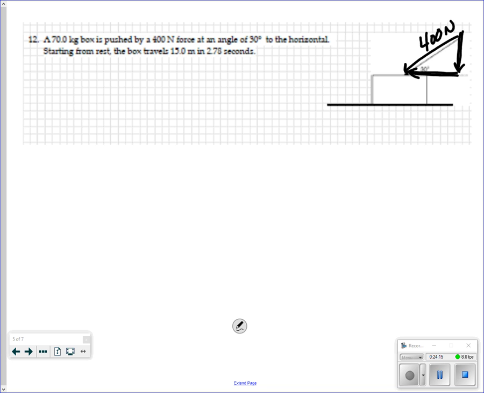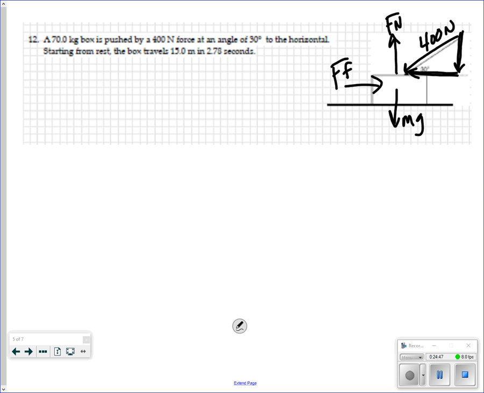Oh, I called it something different in my answer key. No big deal. All right, mg is down here. Normal force, still going up. I usually wouldn't write it on the left side, but let's keep it out of the way of the other triangle, shall we? All right, so we've got this box being pushed. The box is starting from rest and again traveling 15 meters in 2.8 seconds.